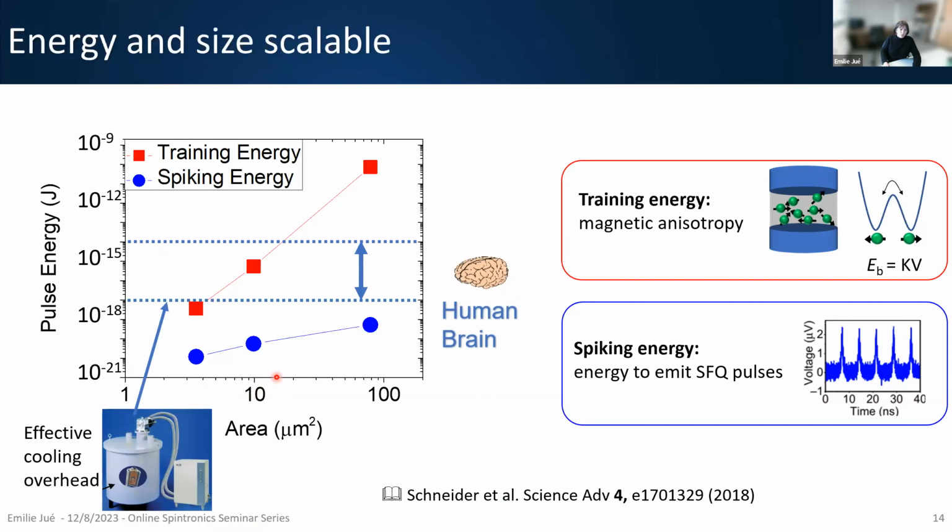So we also need to consider the effective cooling overhead that we need to maintain our sample at 4 Kelvin. But even if we consider that, we see that for a smaller device, the energy that we need for this sample is still smaller than the energy needed for the human brain.